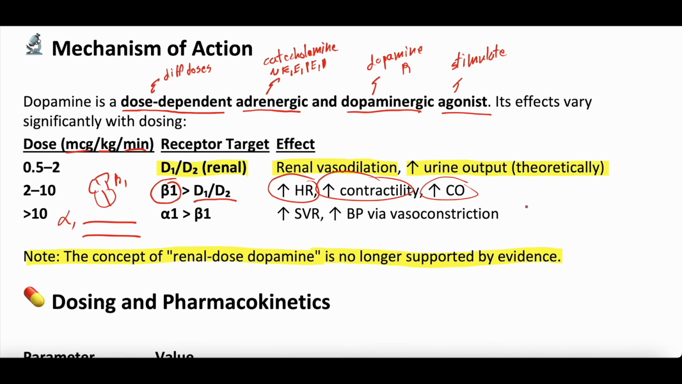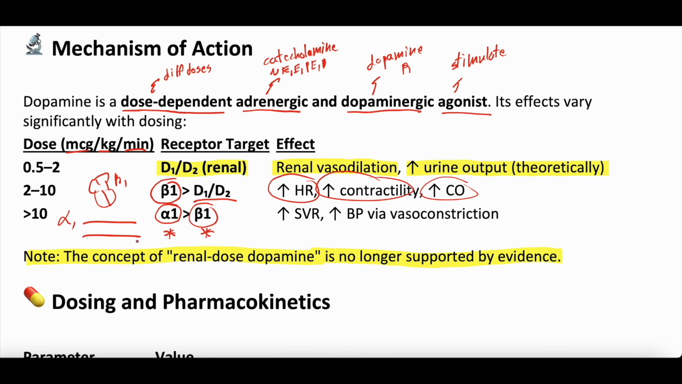Okay, and that is true, right? At these 2 to 10 micrograms per kilogram per minute doses, it affects beta-1 receptors more than the dopaminergic D1 and D2 receptors. And these beta-1 receptors in the heart increase heart rate, increase contractility, increase cardiac output. As we continue going up on doses to more than 10 micrograms per kilogram per minute, you start to get more alpha-1 receptor effects over beta-1. You no longer are getting those dopamine receptor effects. So more than 10 micrograms per kilogram per minute of dopamine, you get primarily alpha-1 effects with a minority or a lower amount of beta-1 effects.